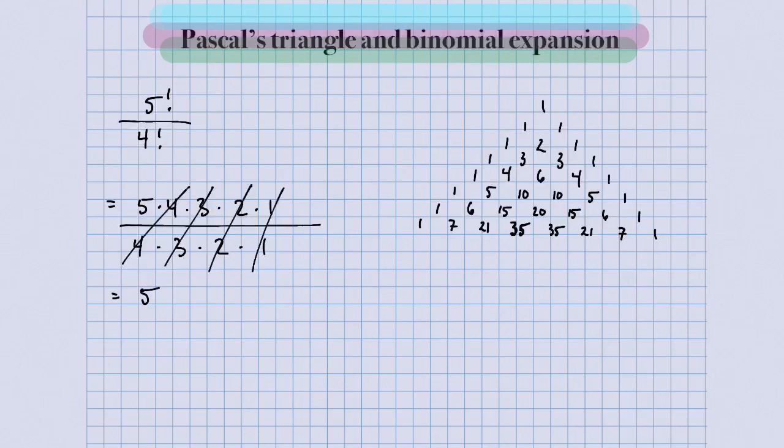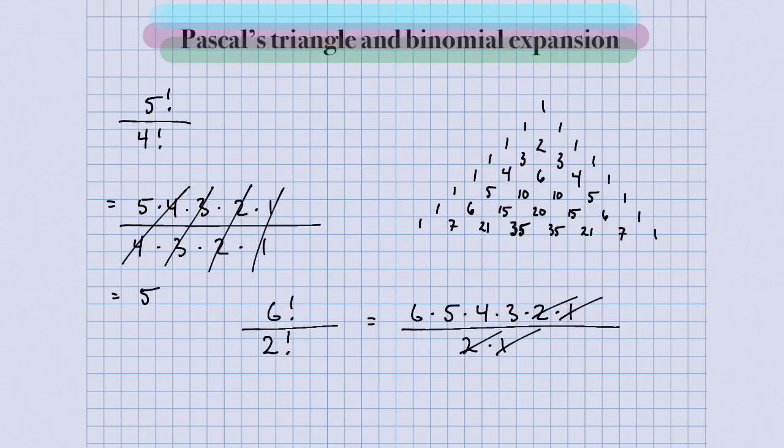Okay, so what if I have something like 6 factorial divided by 2 factorial? What does that equal? So we're going to say that equals 6 times 5 times 4 times 3 times 2 times 1 divided by 2 times 1. Okay, simply do this. What we're left with is 6 times 5 times 4 times 3. So that's going to be 30 times 12. Well, 30 times 10 is 300. 30 times 2 is 60. So 300 plus 60 equals 360.